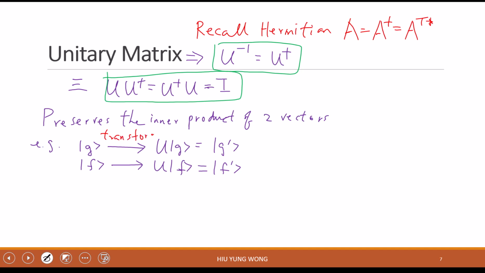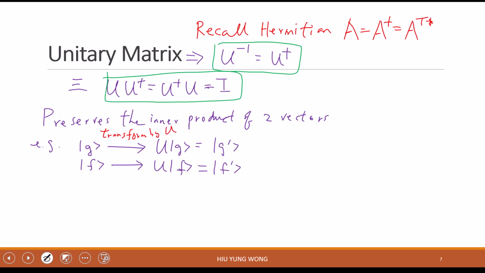Transform. Don't know how to write today. Transform by U. Is this okay?